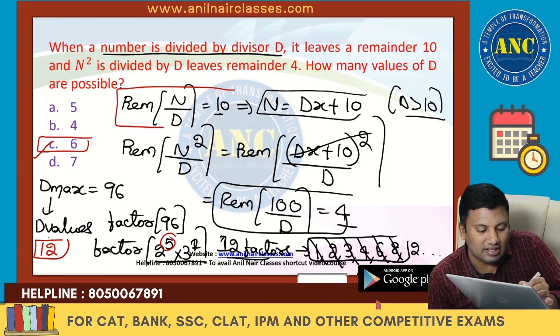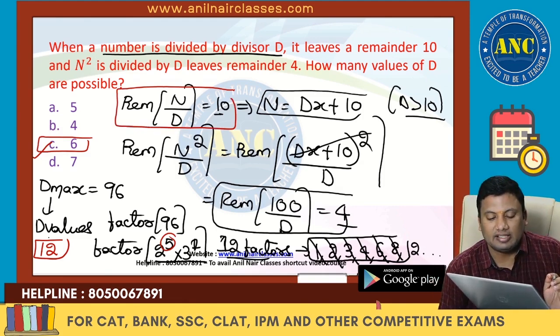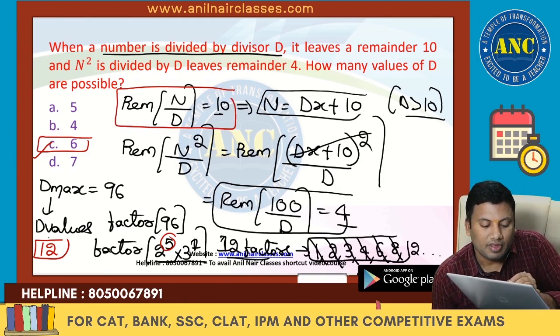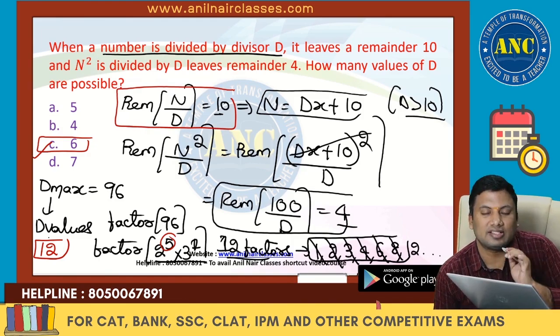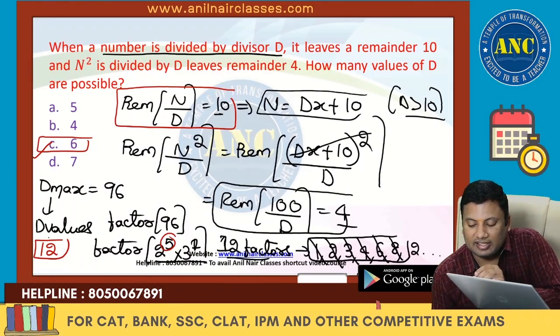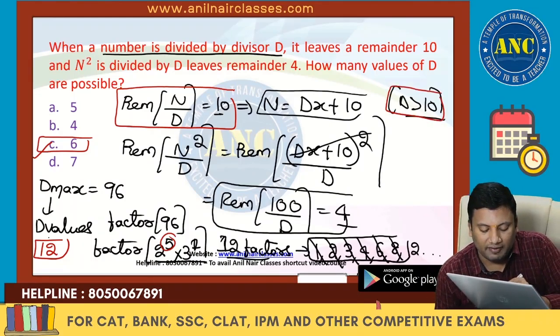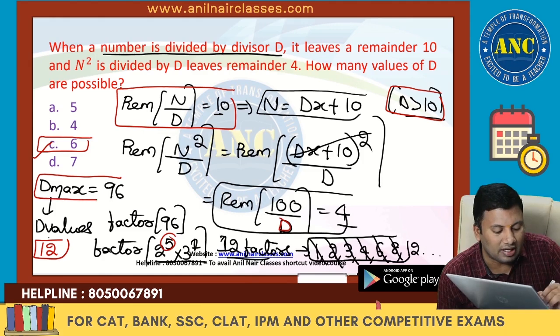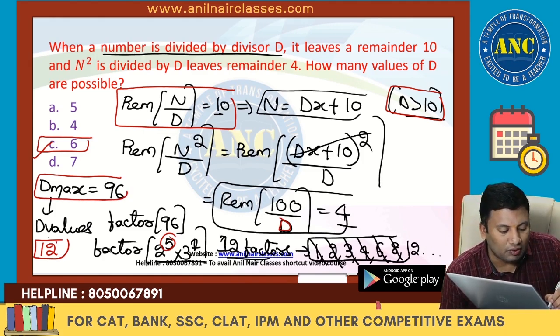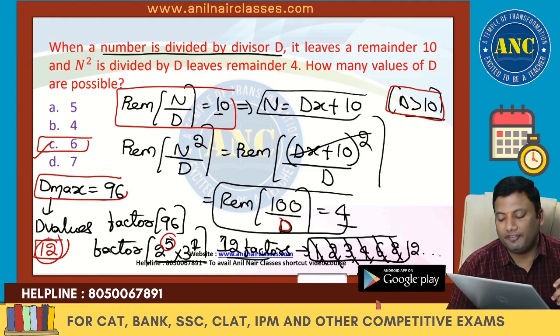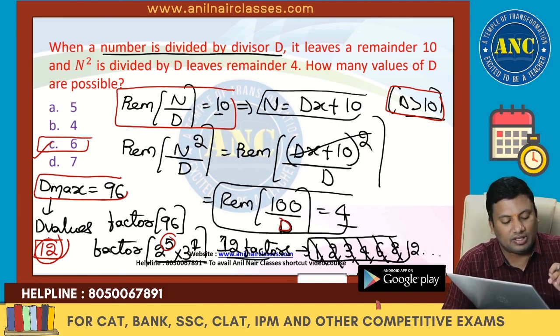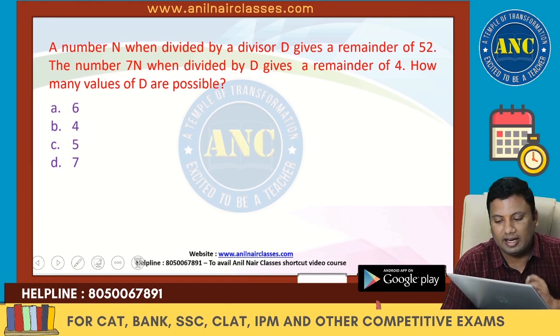Remainder: when n is divided by d, it is 10. That means the remainder is always less than the divisor. The divisor is greater than the remainder, so d is greater than 10. 100 divided by d is 4, so d maximum value is 96. Totally 12 factors I will get, out of which I should eliminate the factors which are less than 10. Idea clear? Next one.